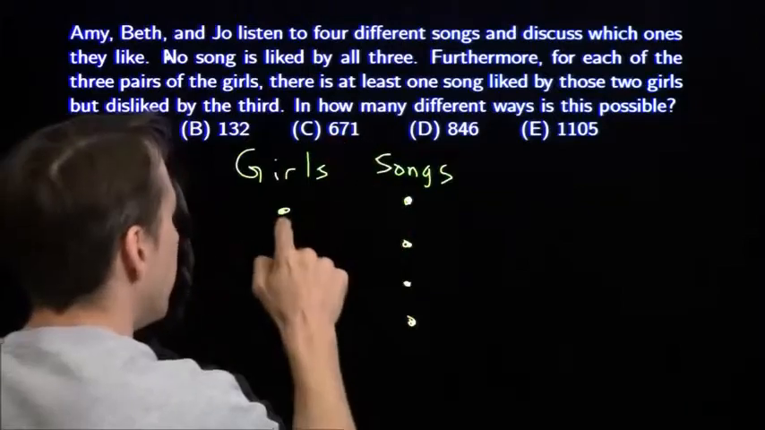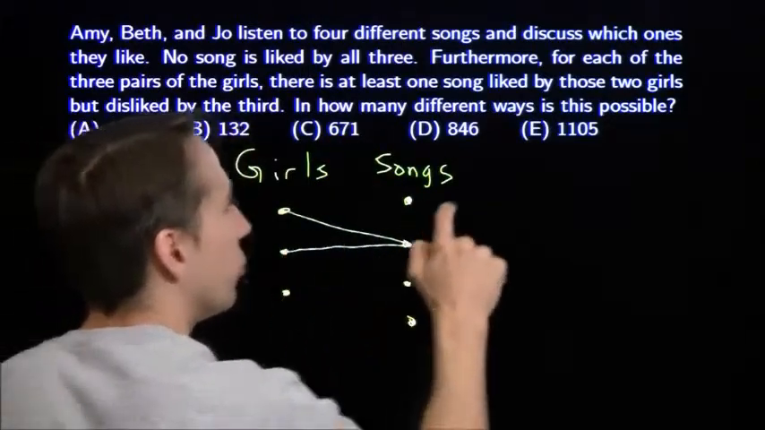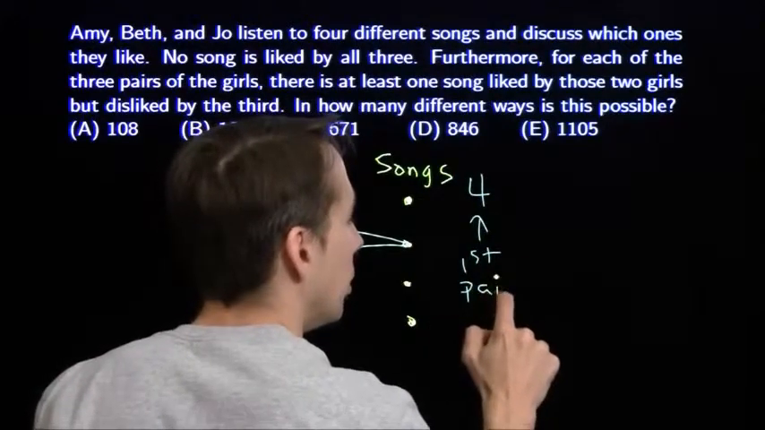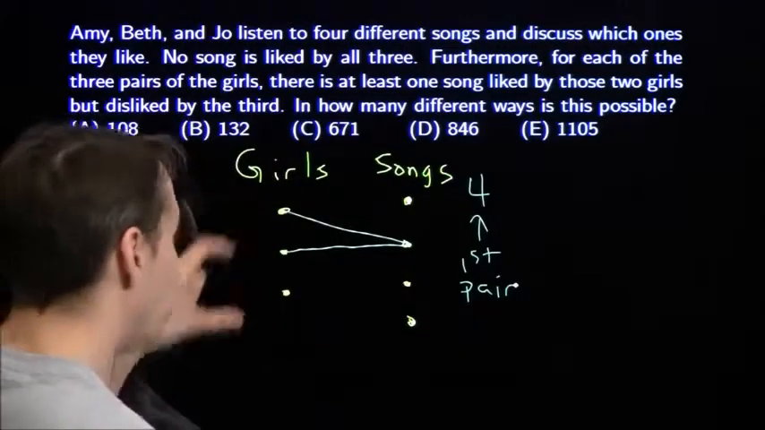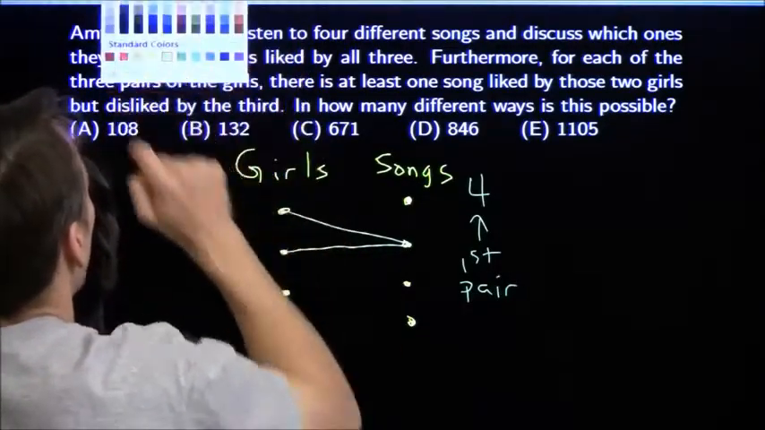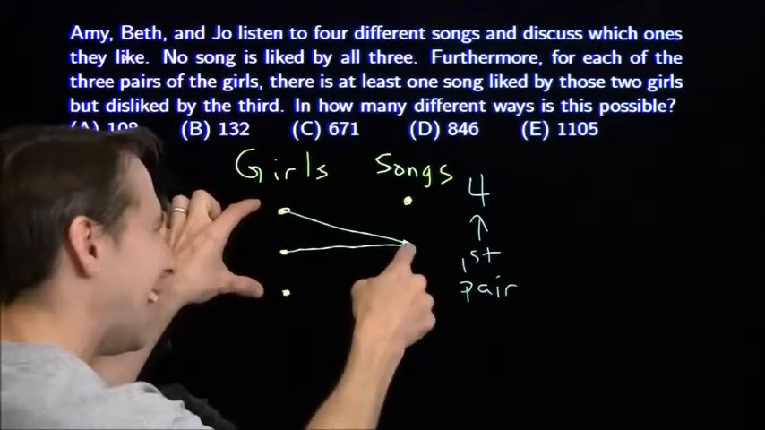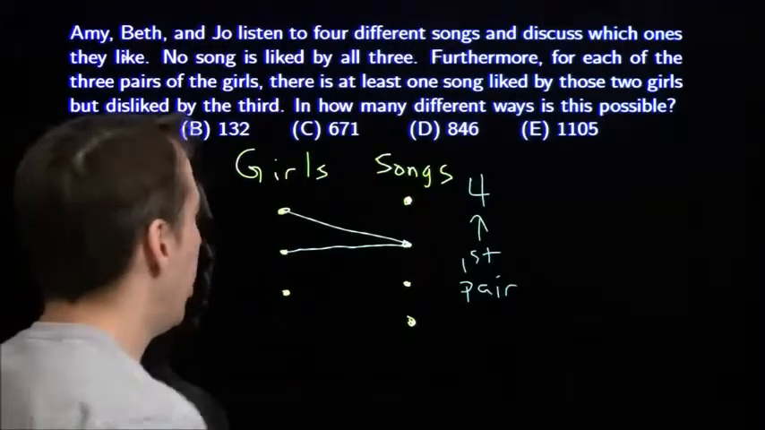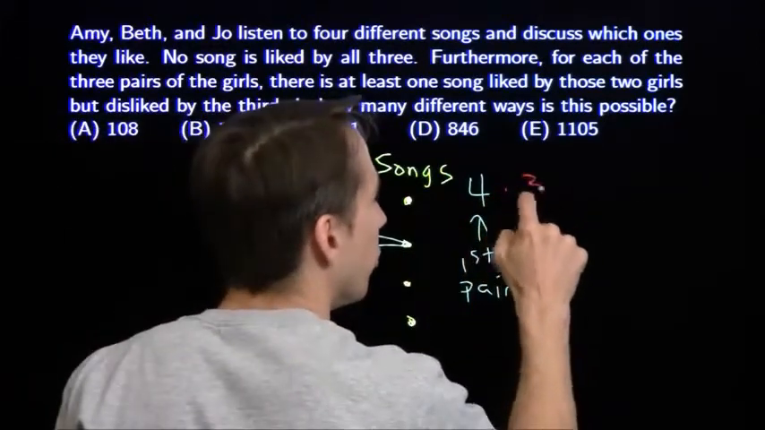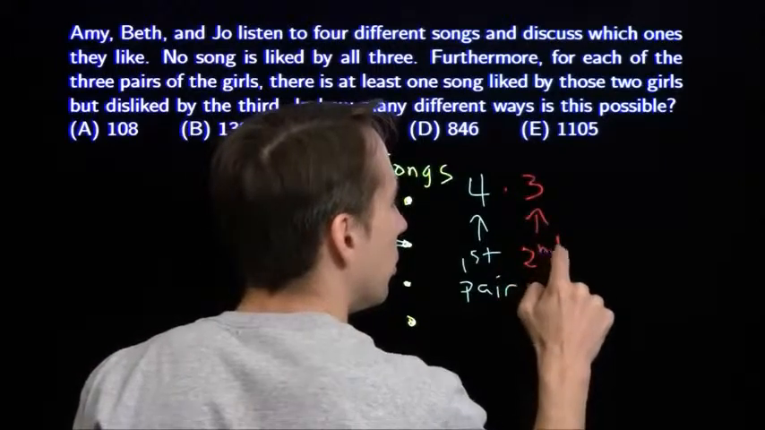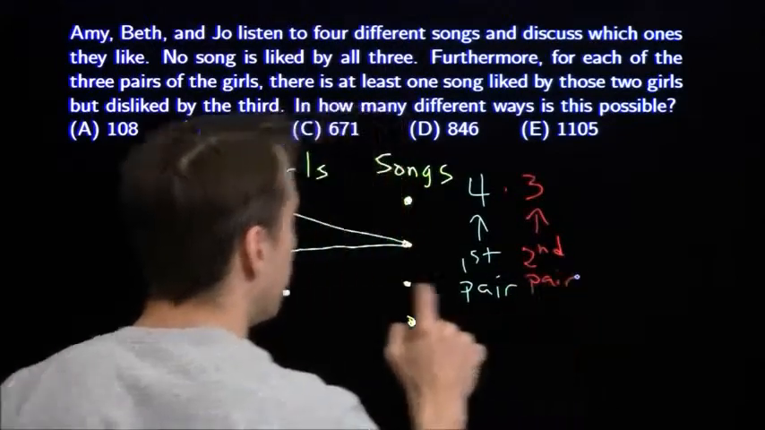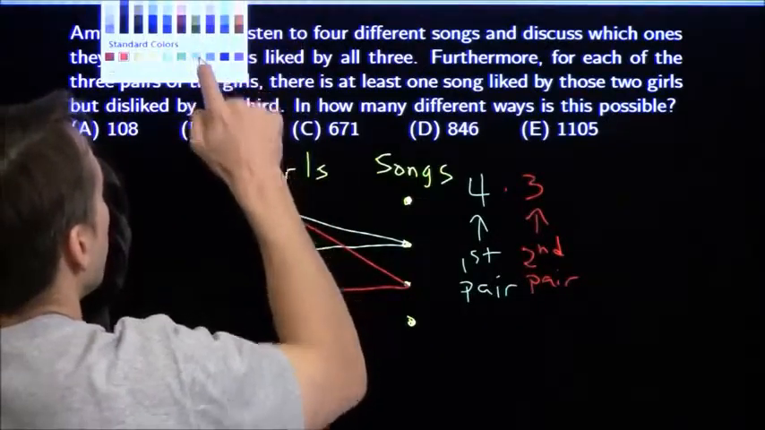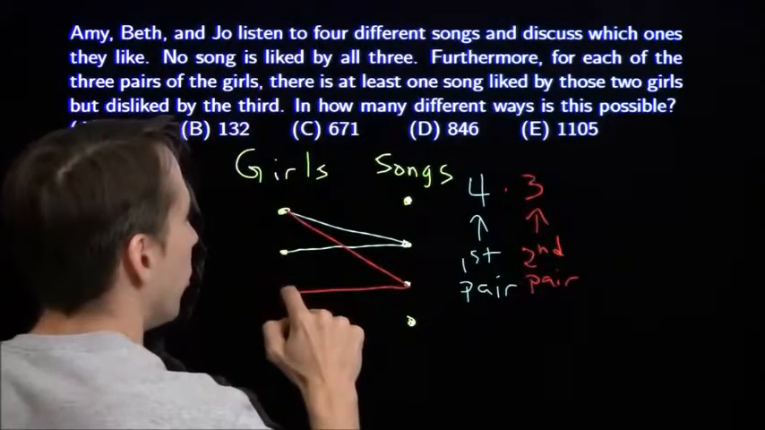Now, we'll start off here by picking a song that the first pair of girls like. So there's 4 songs over here they can choose from. Let's say they choose this one. So 4 ways for the first pair to choose. Then we'll move on to the next pair of girls. Say this one and this one. We'll make them red. This pair of girls can't like this song because then this song will be liked by all 3 girls, and no song is liked by all 3 girls. So there are 3 choices for the second pair. And of course, that leaves us just 2 choices for the final pair.